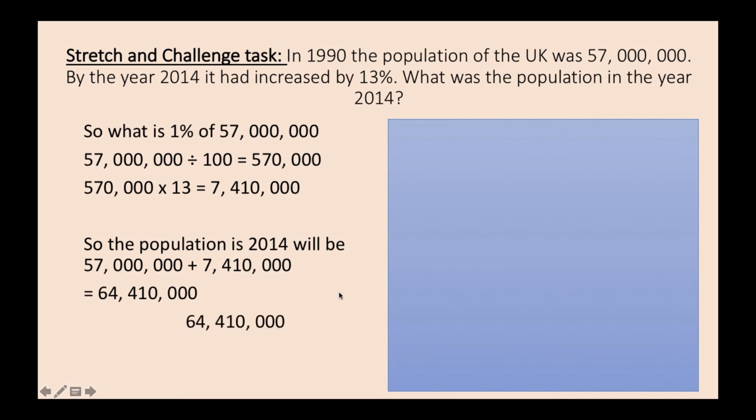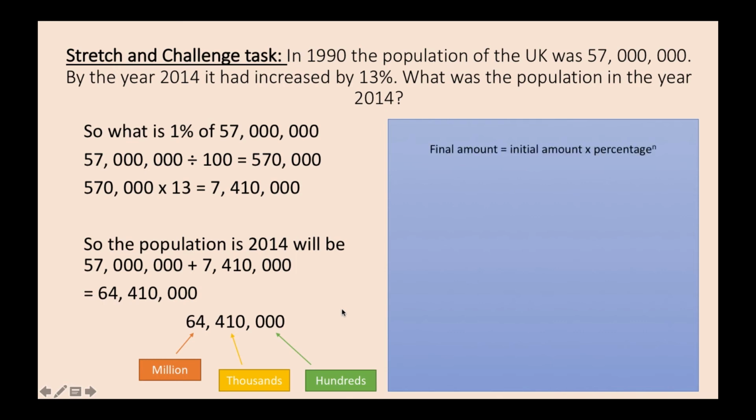Now we could have used our multiplier method. Oh, sorry, I'm just going through the fact that this is 64 million, this is our millions, these are our thousands, and these are our hundreds. Okay, there's no hundreds in there. So we'll just say 64,410,000.